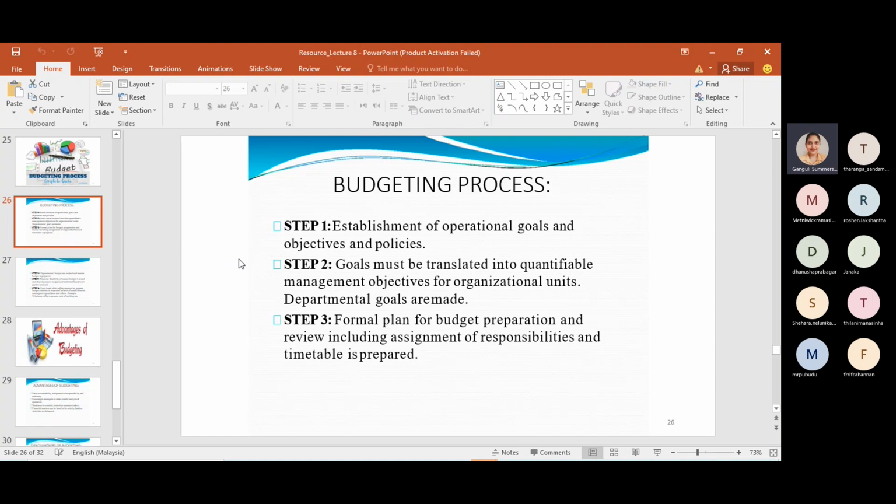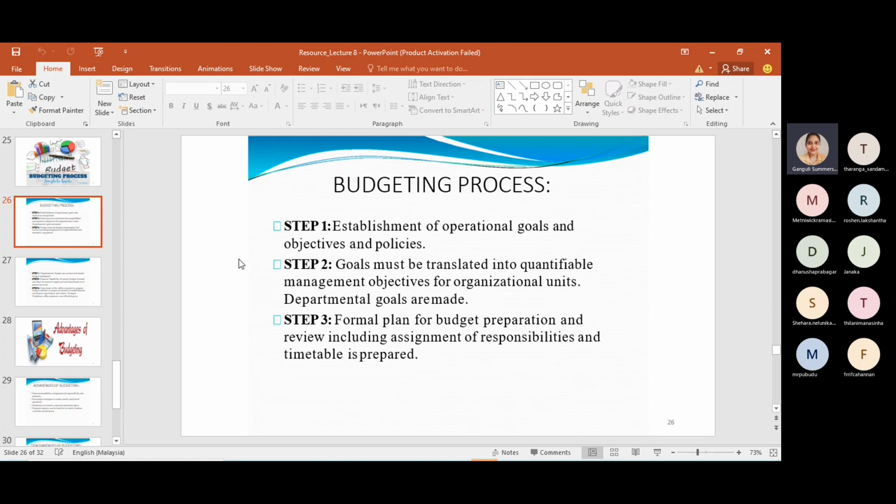Step 1 is establishment of operational goals, objectives, and policies. In the first step, you need to establish your operational goals, your objectives, and your policies. Each and every organization has their own goals, objectives, and policies, right? So these should be established as the first step. The organization should establish their goals, objectives, and policies. This is the first step of budgeting.